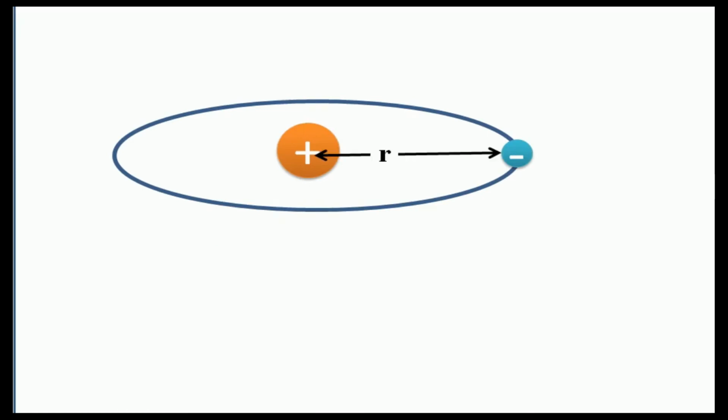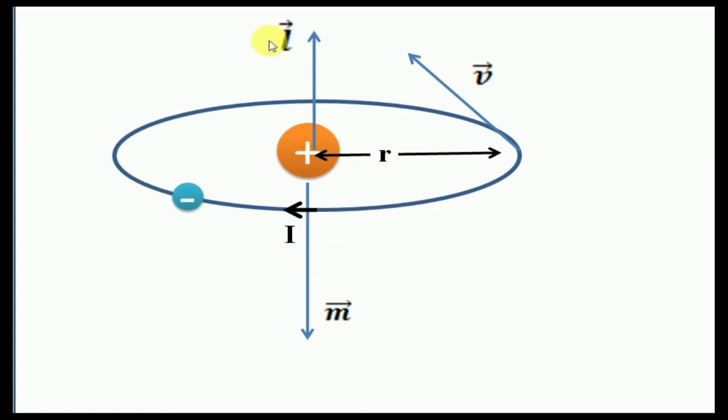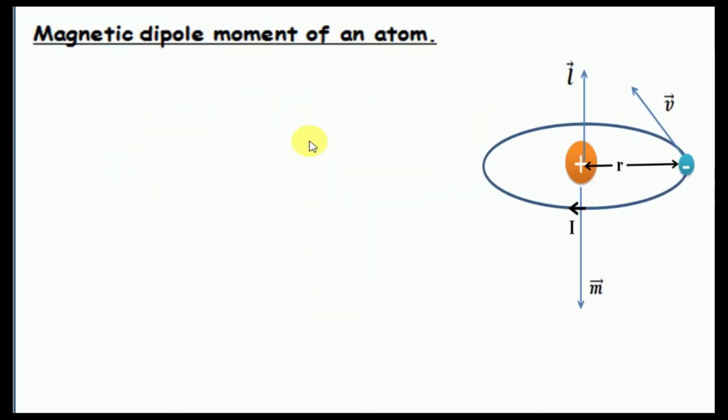So we'll consider an atom and let r be the radius of the circular path and let v be the velocity of the electron. As the electron is going towards the right from this side, the current will be in the opposite direction, and using the right hand thumb rule, the magnetic dipole moment will be in the downward direction, and L is the angular momentum of the electron in its orbit. Angular momentum means momentum into radius, mvr.